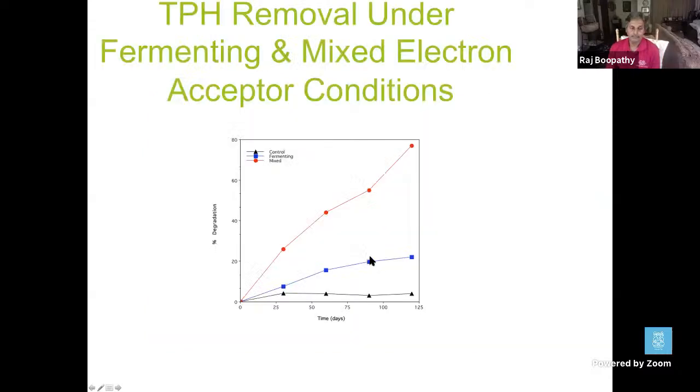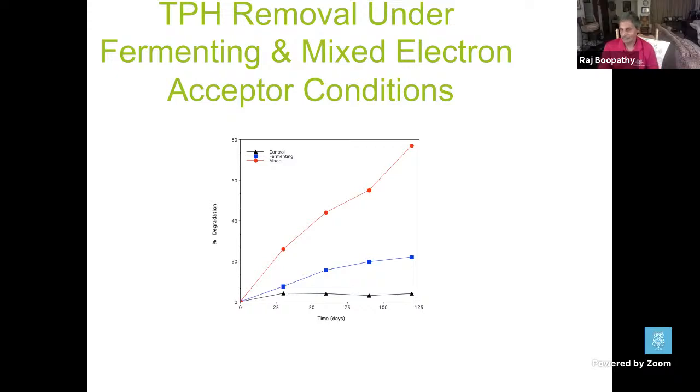Quickly, the result: we monitored the total petroleum hydrocarbon. We didn't care about analyzing how much is aromatic, how much is aliphatic and polyaromatic. We just did the one total petroleum hydrocarbon. All the total area in a GC was taken. And you can see when you have the mixed condition, when you have all the electron acceptors, the degradation was better. It was surprising. I told you at the beginning of the lecture, right? Generally, microorganisms go one electron acceptor at a time. This is totally opposite.